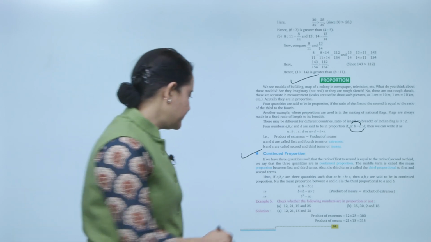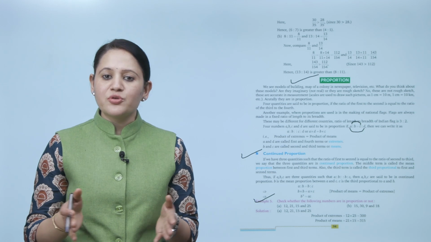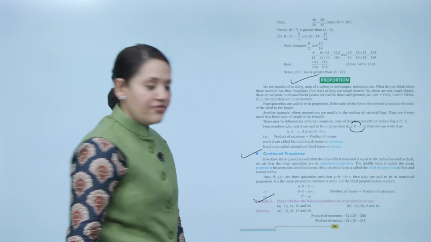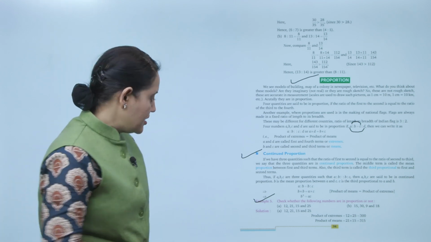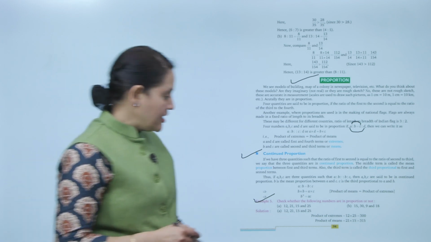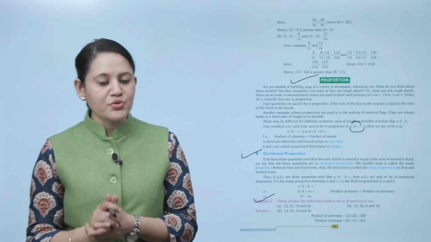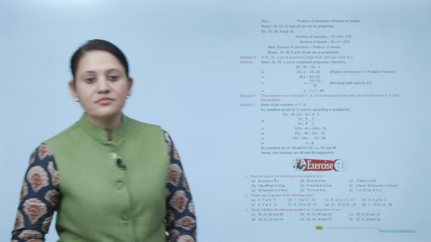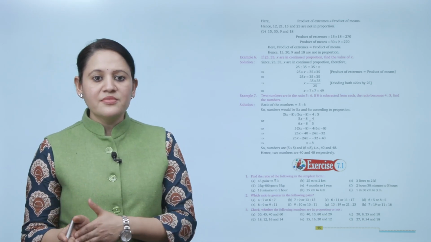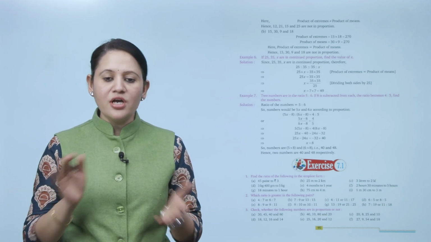Now, we'll take an example. Check whether the following numbers are in proportion or not. So, first one is 12, 21, 15 and 25. So, what we'll do? Product of extreme, that is 12 and 25, and product of mean, that is 21 into 15, 315. They are not equal, means they are not in proportion. So, here the product of mean is not equal to the product of extreme, so they are not in proportion. So, this way we can check whether the given numbers are in proportion or not.